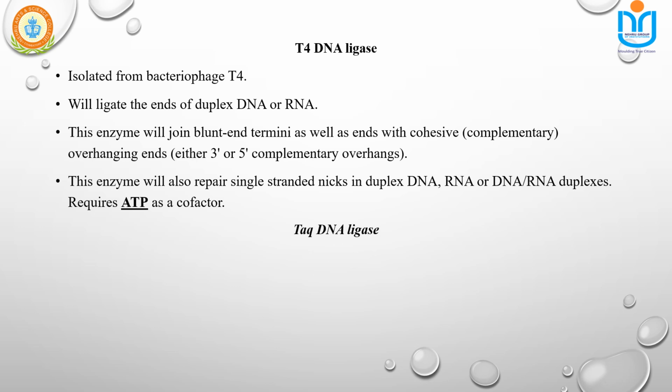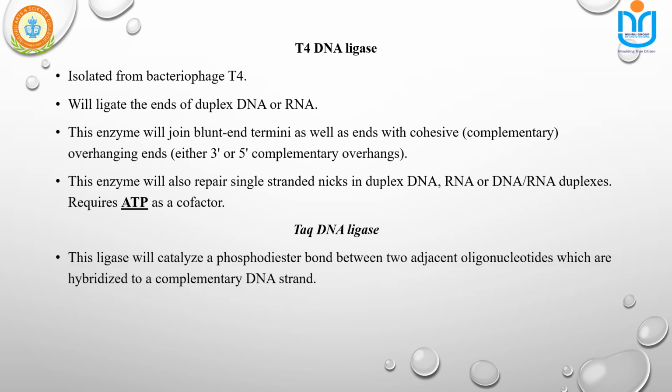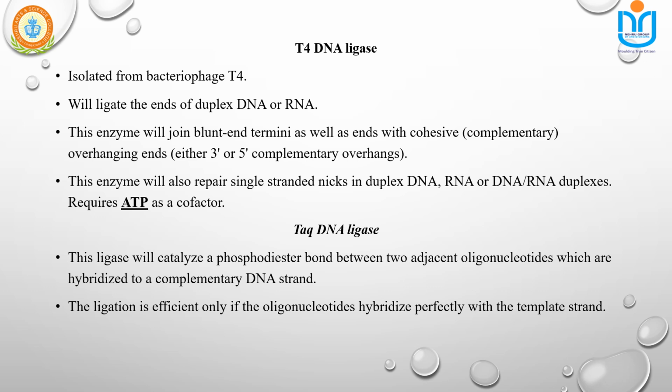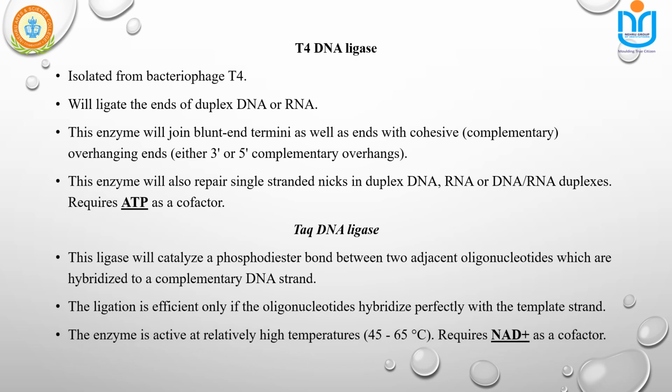Taq DNA ligase. This ligase will catalyze a phosphodiester bond between 2 adjacent oligonucleotides which are hybridized to a complementary DNA strand. The ligation is efficient only if the oligonucleotides hybridize perfectly with the template strand. The enzyme is active at relatively high temperature, that is 45 to 65 degrees Celsius. It requires NAD+ as a cofactor.